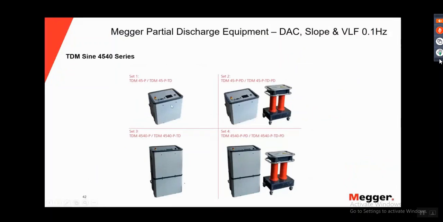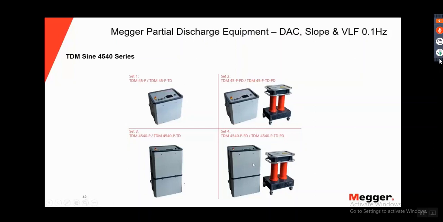We can have the TDM 45 with tan delta and VLF only. We can have the TDM 45 with the VLF, the tan delta, and the partial discharge option. We can have the TDM 4540 with the booster only, to have the VLF sinus and the VLF cosinus rectangular for the VLF test. And we can have the TDM 4540 with the booster, which will allow us to do the VLF with the sinus wave shape and with the cosinus wave shape.